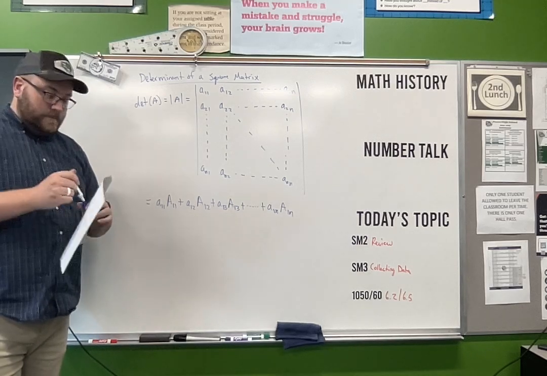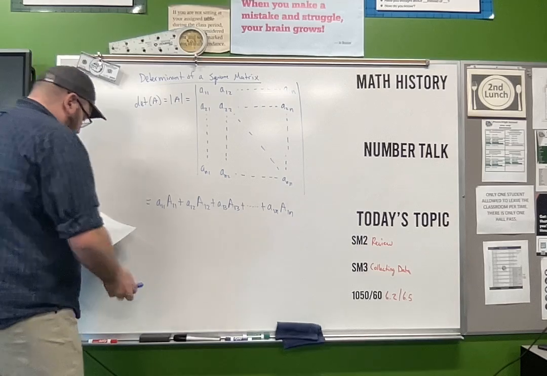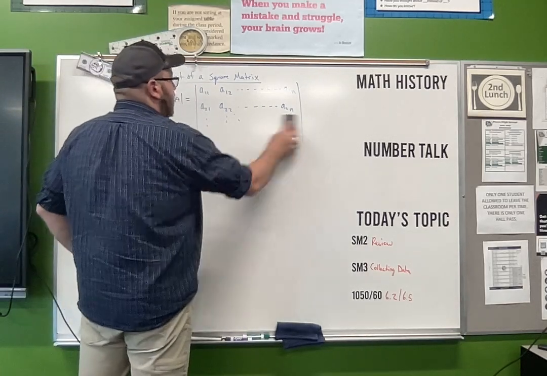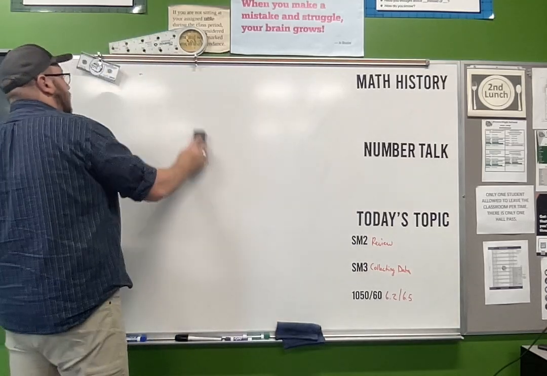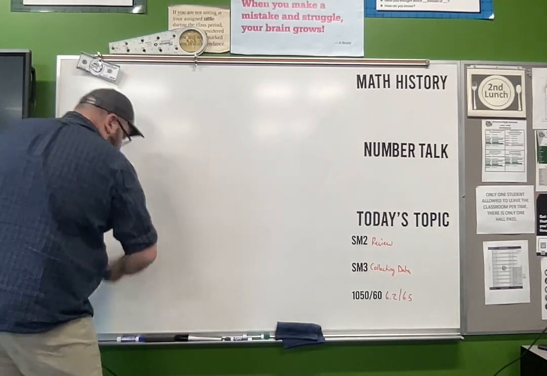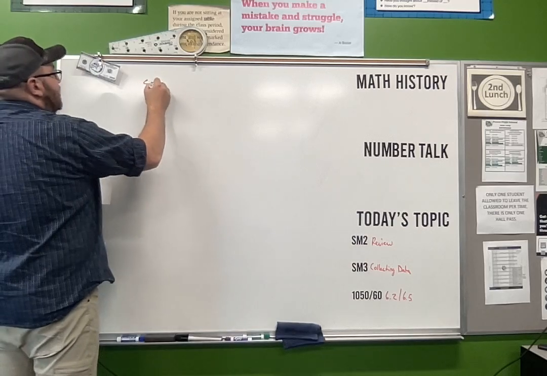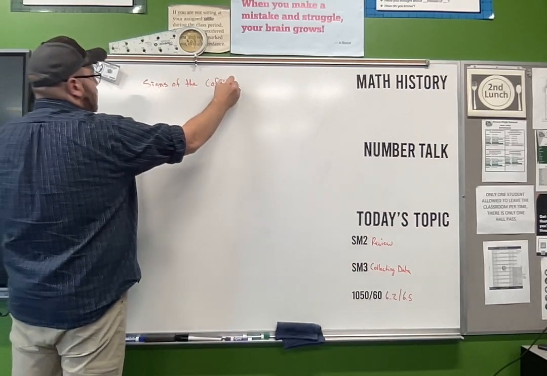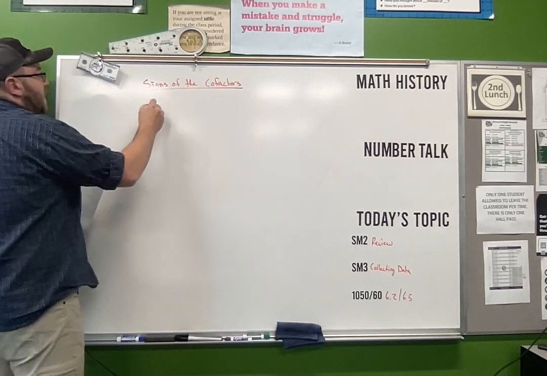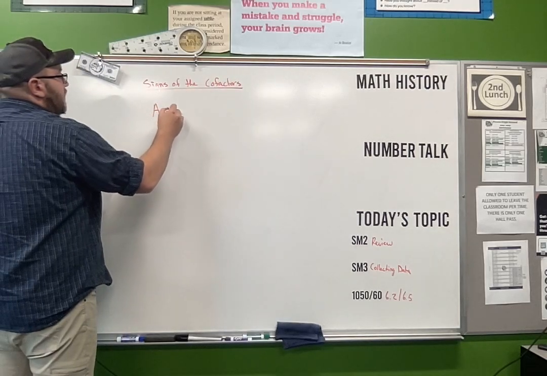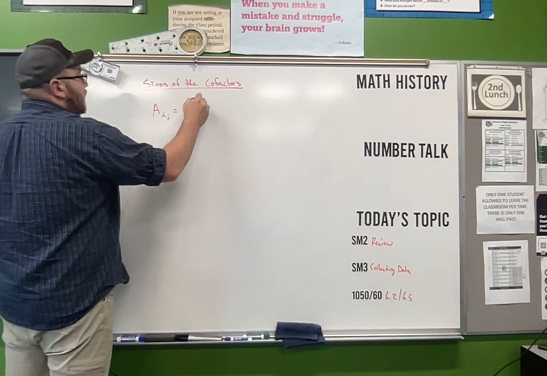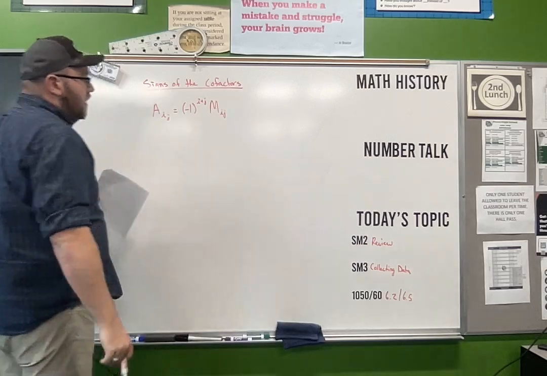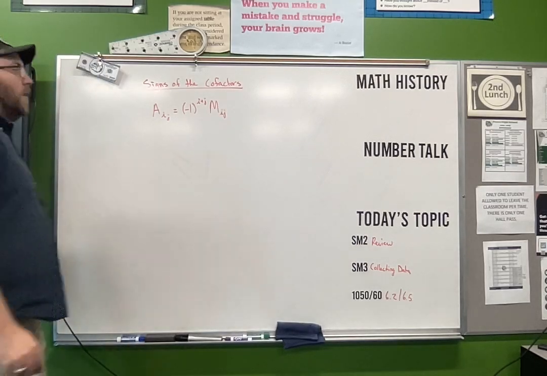Let's do an example. Oh, actually, sorry. There's one other thing: signs of the cofactors. So remember, a cofactor, a sub ij, is equal to -1 to the i plus j power times the minor sub ij. Well, I can make a matrix.